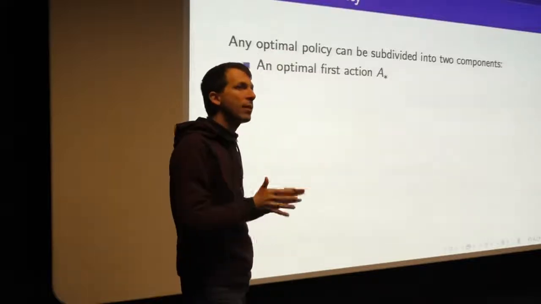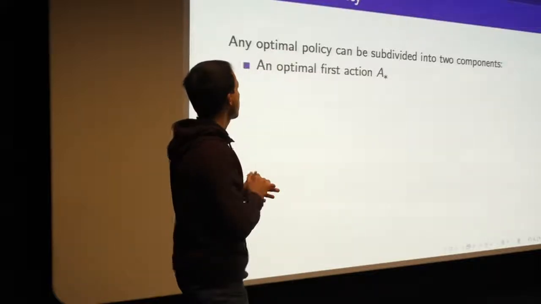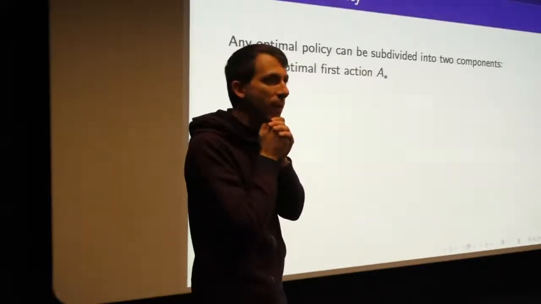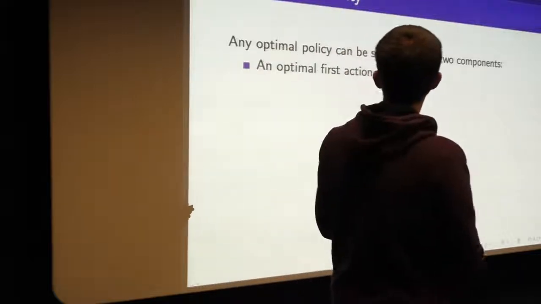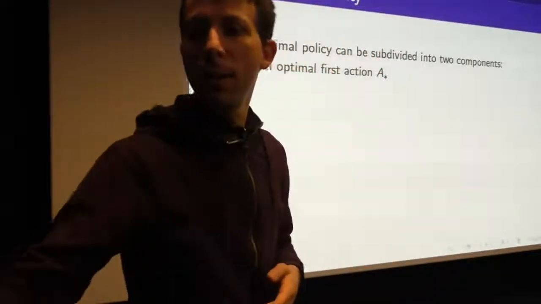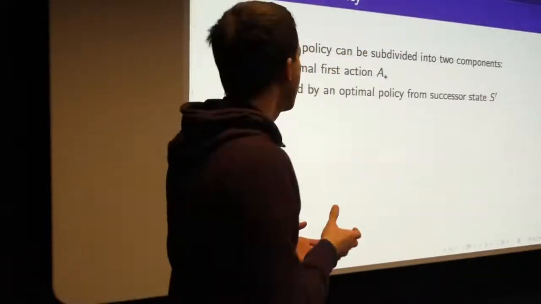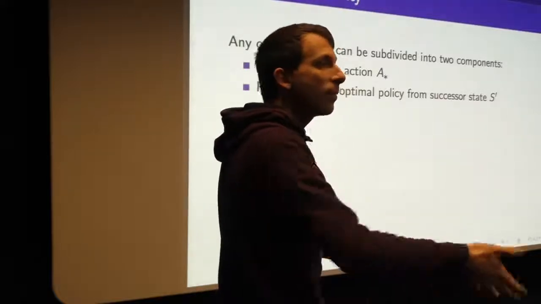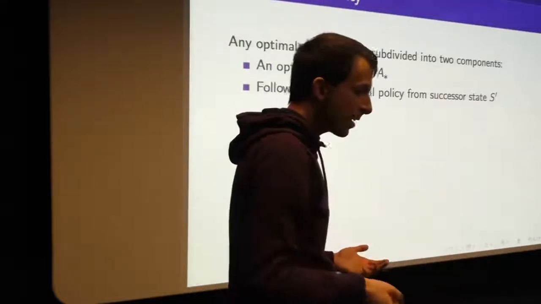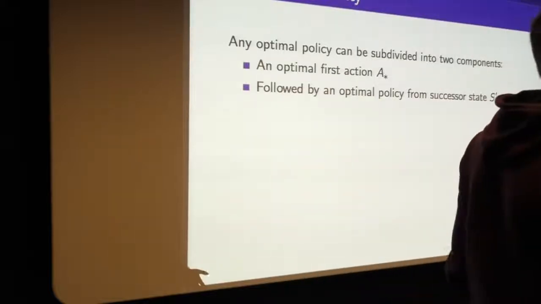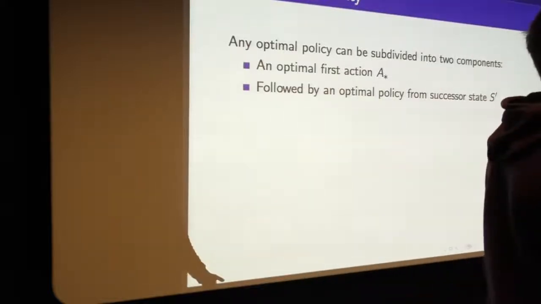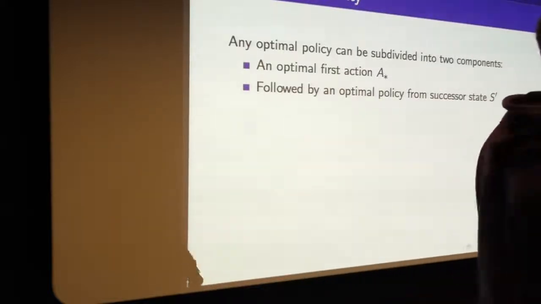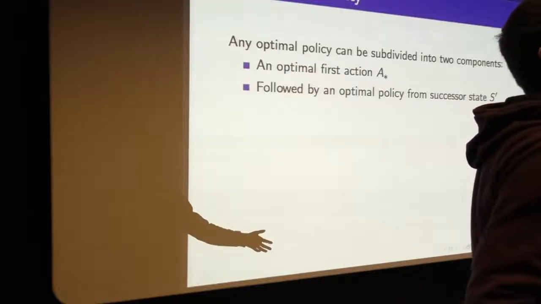Before we go into the details of value iteration, I want to return to the basic principle of dynamic programming, which is the principle of optimality. If you remember, any optimal policy we can subdivide into two pieces. I have to take an optimal first action, and then after that I follow an optimal policy from wherever I end up. Then we can say that the overall behavior is optimal.